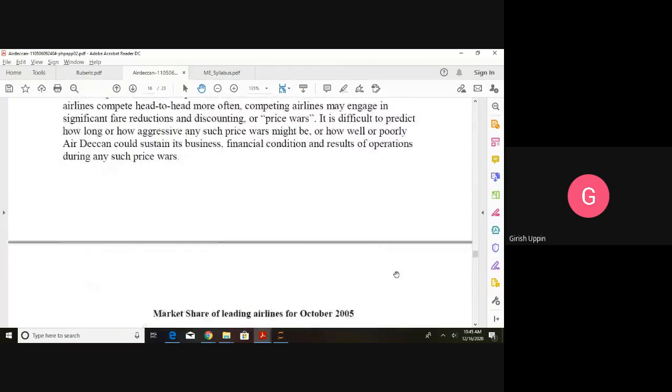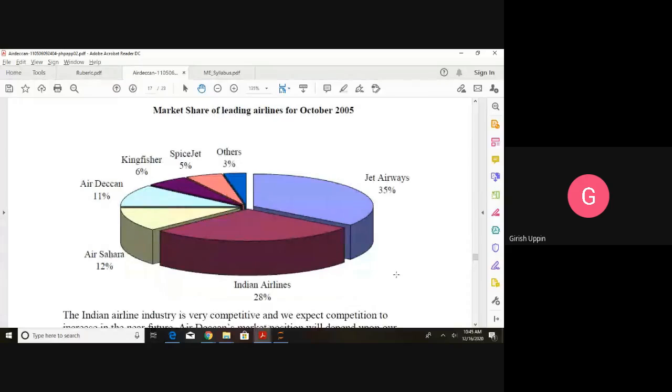Market share. I will show you the market share. This is the leading airlines for October 2005. This is 2005 data. You can see Indian Airlines was 28%. Jet Airways is the major player, 35%, and you can see Air Deccan had 11%. When Kingfisher bought over Air Deccan in 2008, their market share was about 33%.